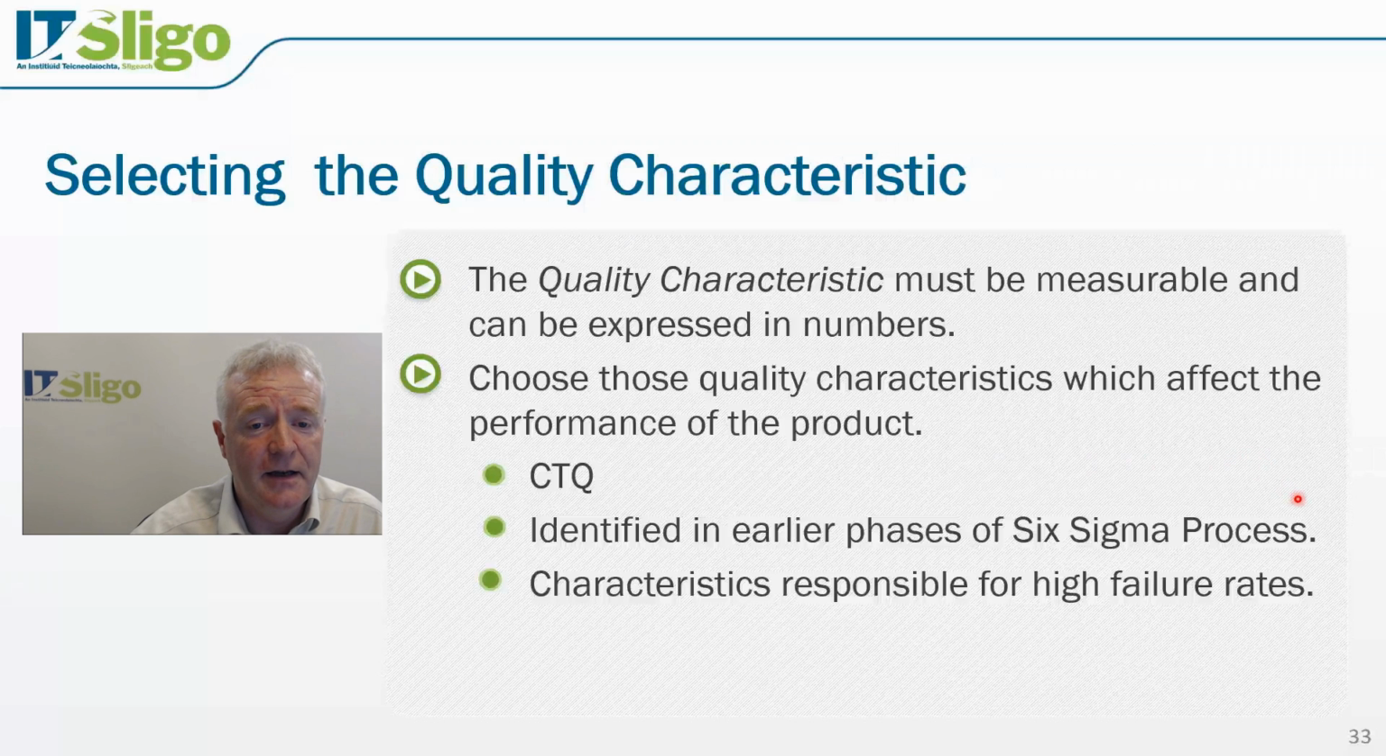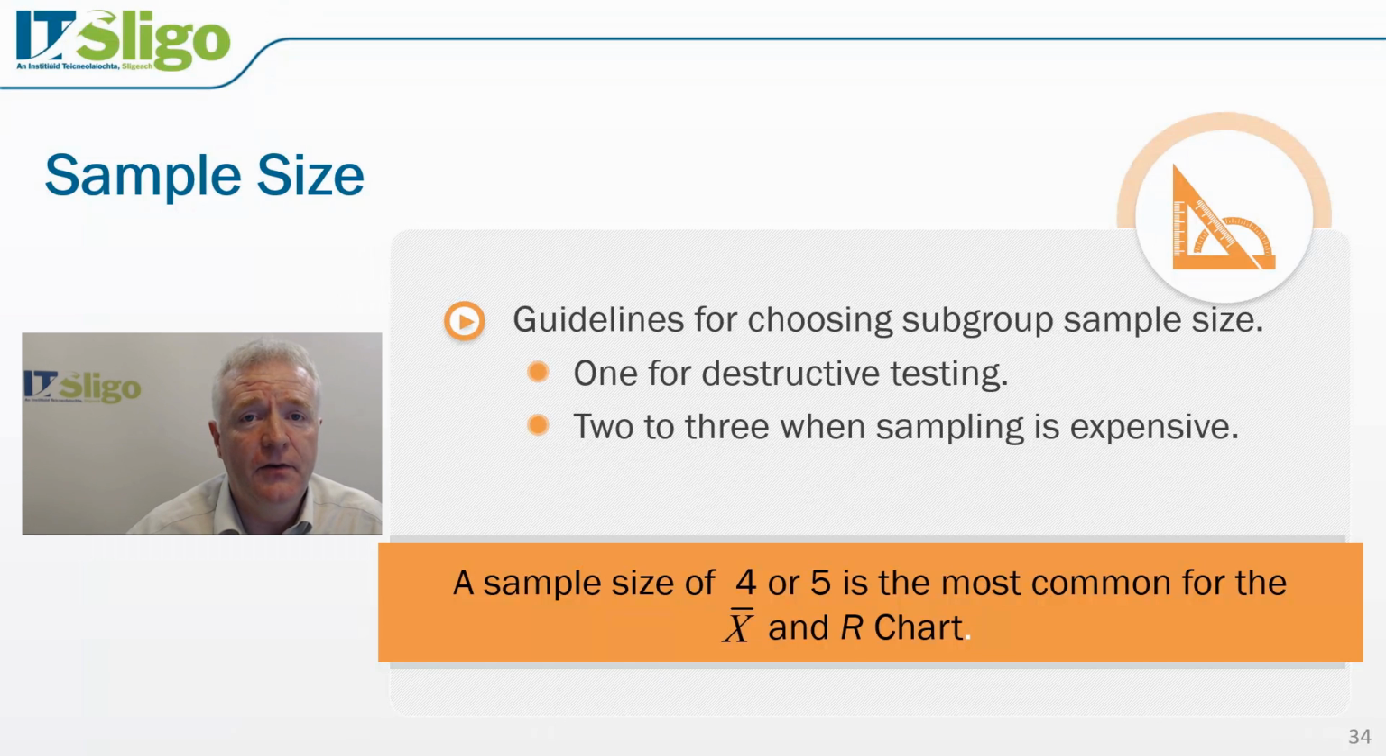It may also have been identified in the earlier phases of a Six Sigma process, or it may actually be a characteristic responsible for high failure rates. In any case, it's an important characteristic of the process. Our aim is to gather statistics on the process and use these statistics to control the process. So it's important that we choose a sample size.